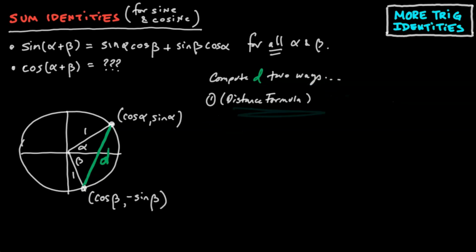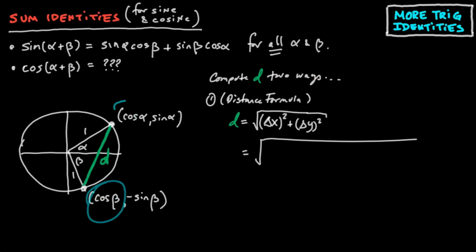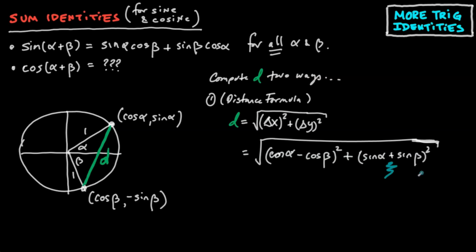First way is with the distance formula, which we met back in, I think, chapter 4. You remember how it works. The distance is going to be the square root of the sum of the squares of the change in x and the change in y. And this, you will recall, just comes from the Pythagorean theorem. So what's that going to be here? Well, as we go from this point to this point, what is the change in x? We are going from cosine beta to cosine alpha, so that would be their difference, cosine alpha minus cosine beta, squared. And for the y coordinate, that's going to be sine alpha minus sine beta, so plus sine beta. And all of that is squared. Okay, that's our first fairly ghastly looking expression for d.